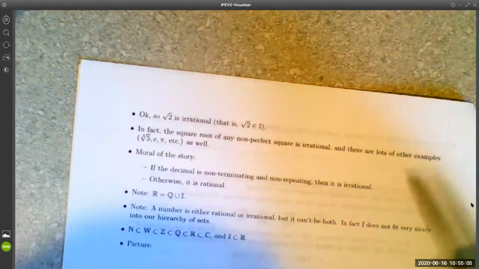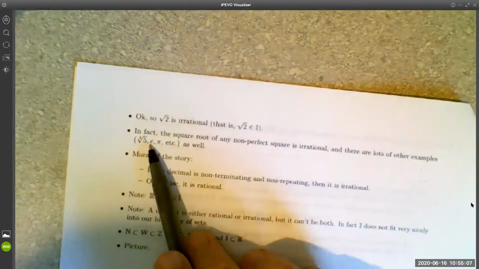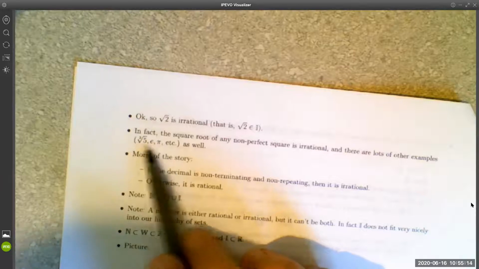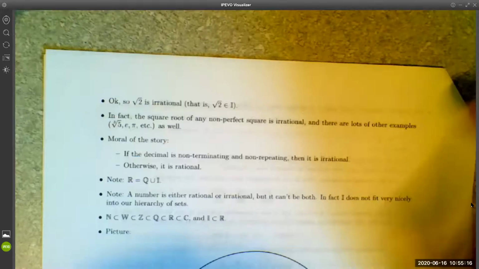And then there are other types of irrational numbers as well, like Euler's number e, which is about 2.7, or pi, which is about 3.14. These numbers are also irrational. So all of these numbers are irrational.